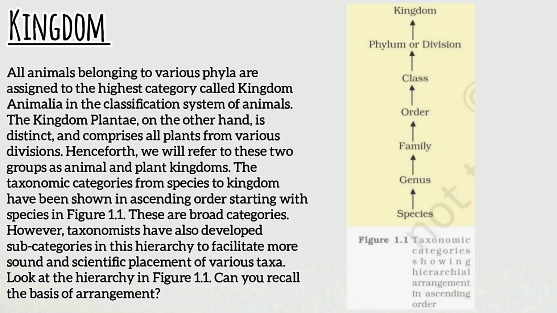Kingdom. All animals belonging to various phyla are assigned to the highest category called kingdom Animalia in the classification system of animals. Henceforth, we will refer to these two groups as animal and plant kingdoms. The taxonomic categories from species to kingdom have been shown in ascending order starting with species in Figure 1.1. These are broad categories. However, taxonomists have also developed subcategories in this hierarchy to facilitate more sound and scientific placement of various taxa. Look at the hierarchy in Figure 1.1. Can you recall the basis of arrangement?